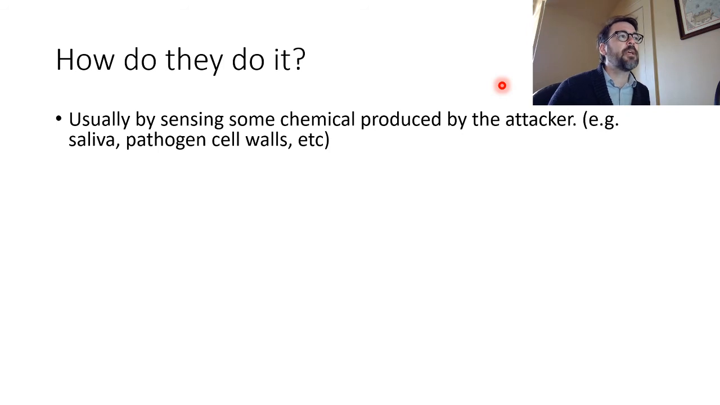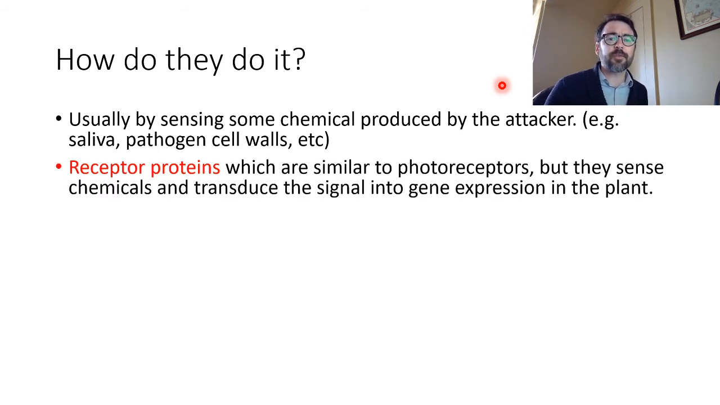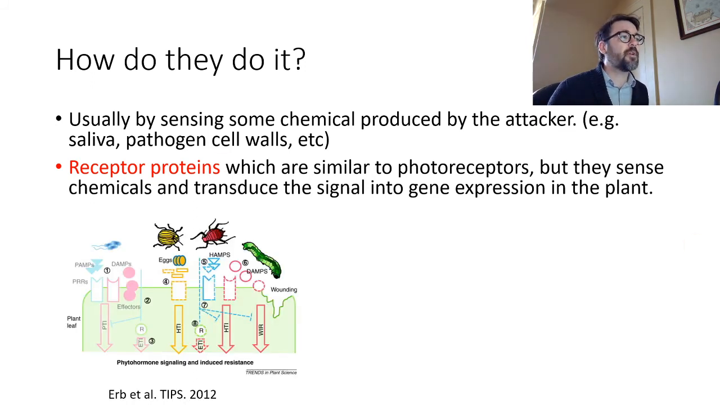How do plants do it? Usually they do it by sensing some chemical produced by the attacker. Plants have receptor proteins. They're similar to photoreceptors, but they sense chemicals and transduce the signal into some gene expression within the plant. So, you don't need to know this, but here's an example.